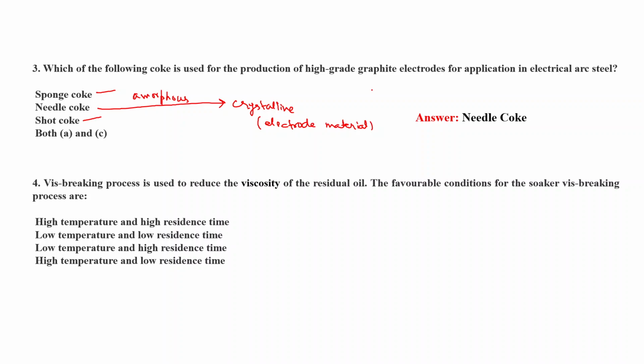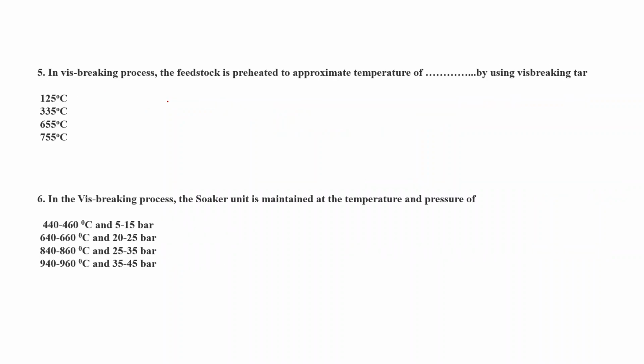Coming on to the fourth question: this visbreaking procedure is used to reduce the viscosity of the residual oil. The favorable condition for soaker visbreaking, as I told, is lower temperature for higher residence time. In this visbreaking procedure, the feedstock is preheated to an approximate temperature of dash by using visbreaking tar. The answer to this is 335 degrees C.